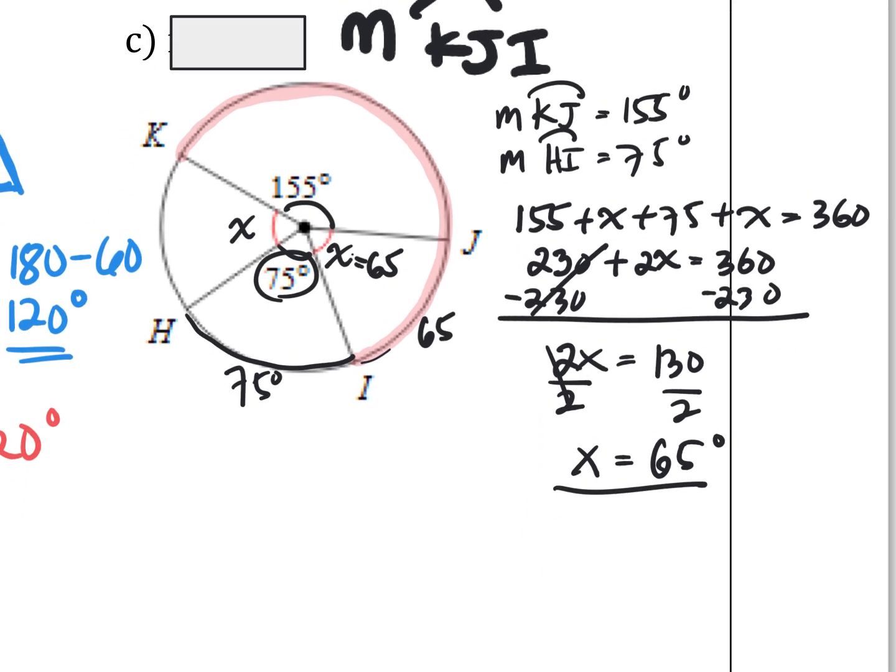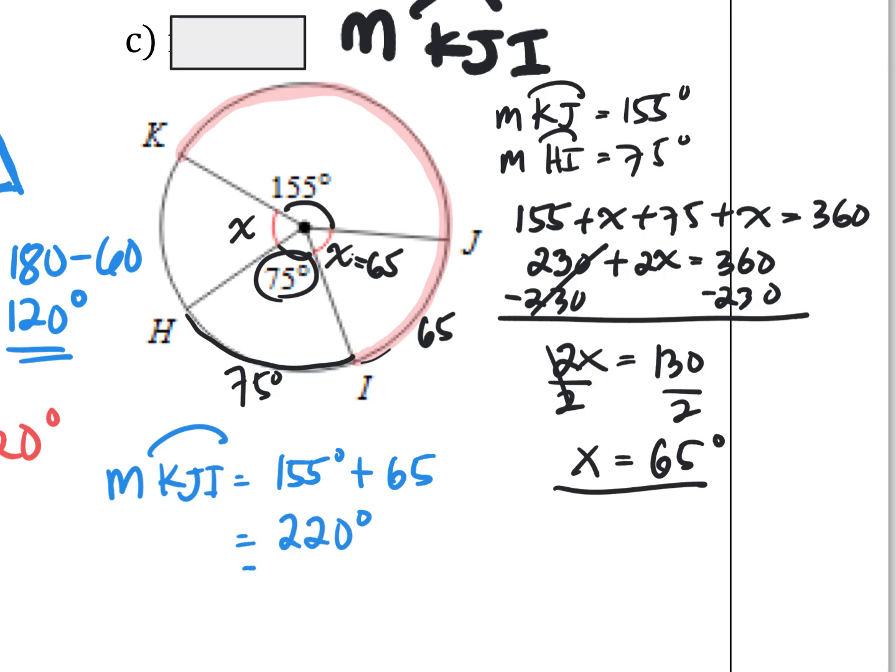Now let's answer the question: what is the measurement of arc KJI? We already found out the answer here. The measurement of arc KJI is equal to 155 degrees plus 65 degrees. That's going to give you 220 degrees.